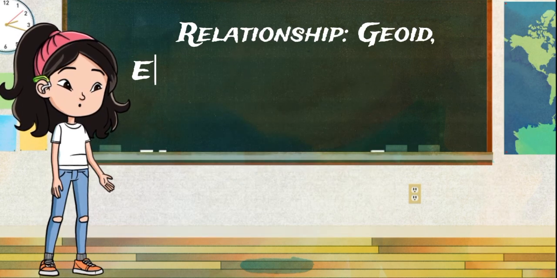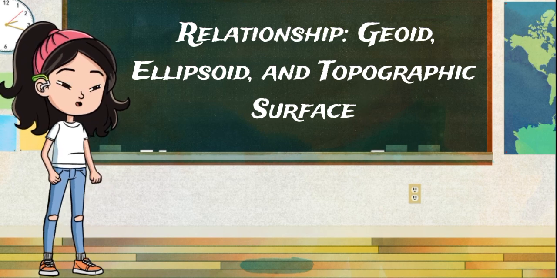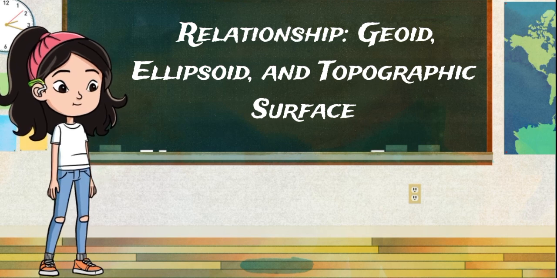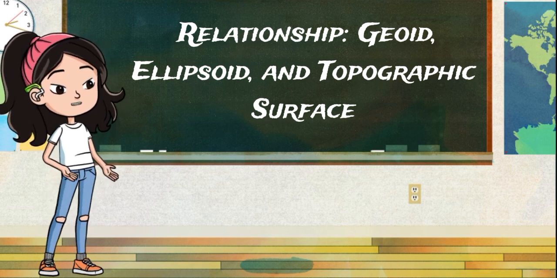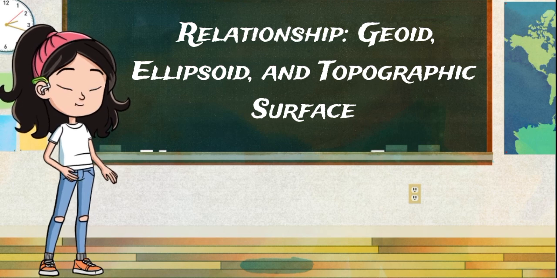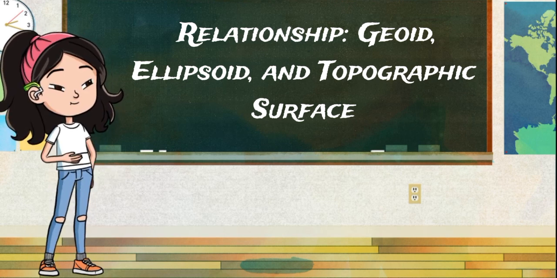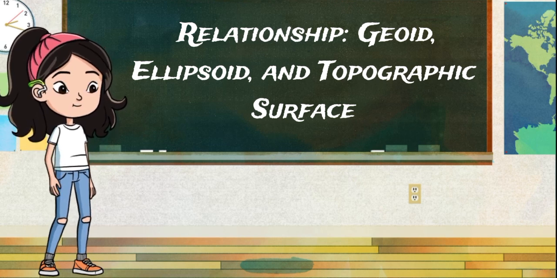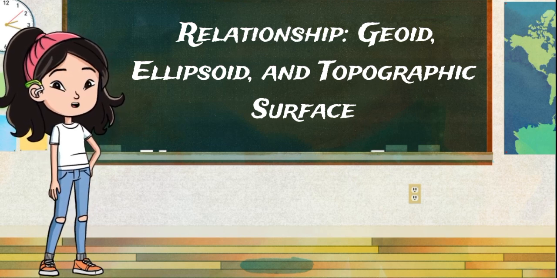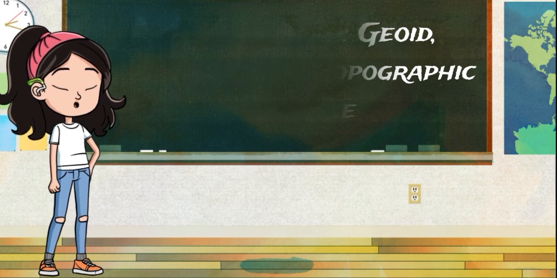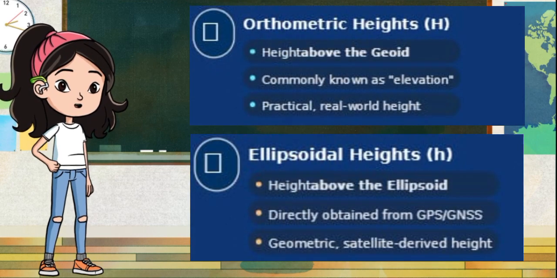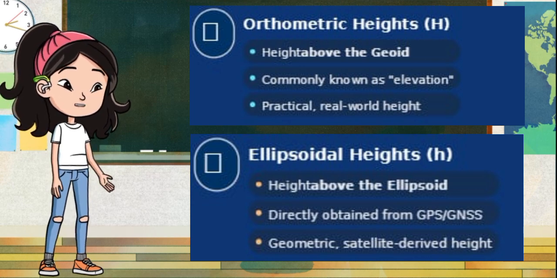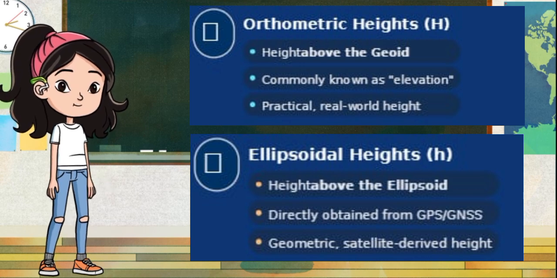Next is the relationship between the geoid, ellipsoid, and topographic surface. As we all know, the topographic surface is the physical Earth itself. The geoid is the mean sea level equivalent. Next is the ellipsoid, which is the mathematical representation of the Earth. Above the geoid we have the orthometric height, and above the ellipsoid is the ellipsoidal height. We also have the geoid undulation, or the geoid-to-ellipsoid separation.